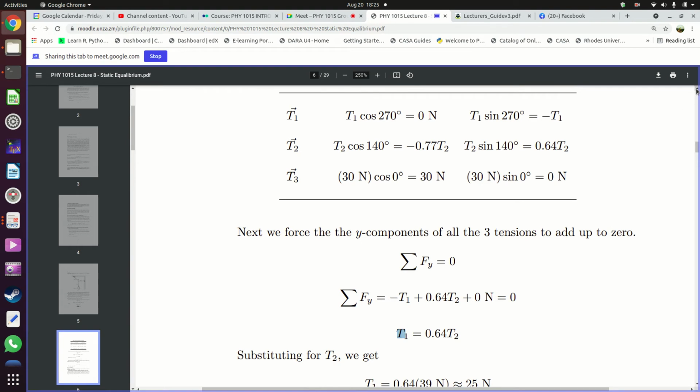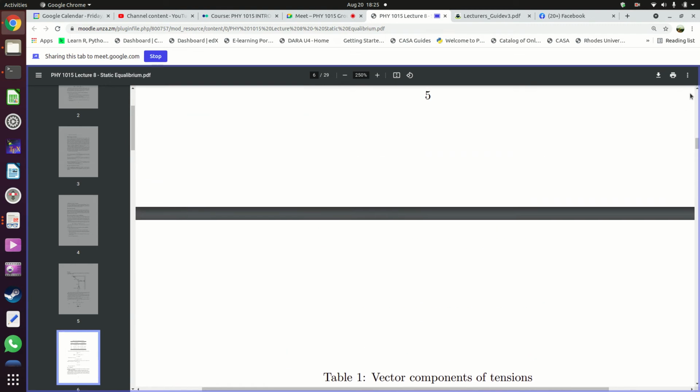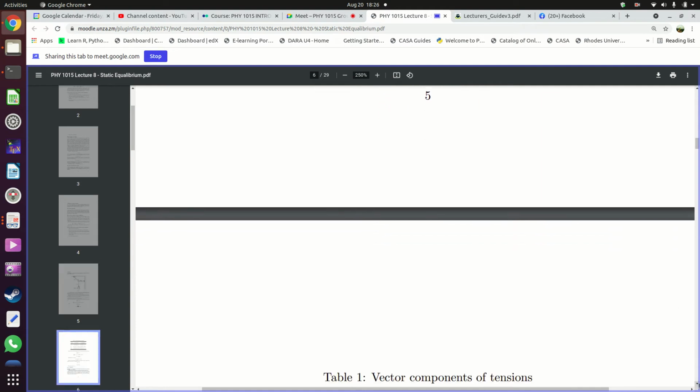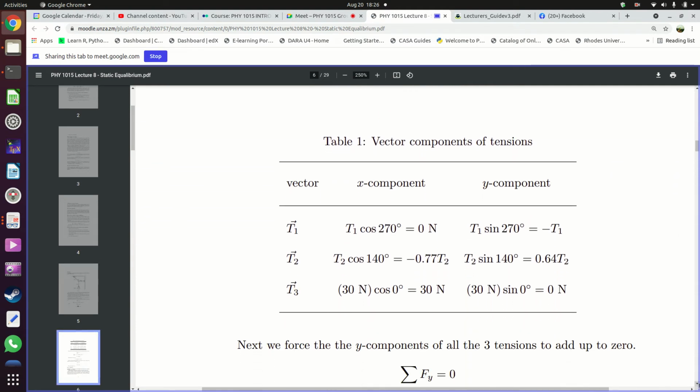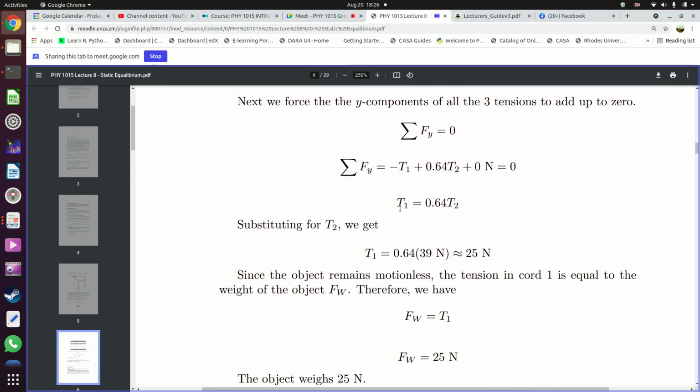But we have already found out what T2 is. Our T2 we have found to be equal to 39 newtons. So when we make our substitution, we end up with T1 equals 0.64 times 39 newtons, which equals 25 newtons. Are we clear? So we have found how much tension is in the first rope.